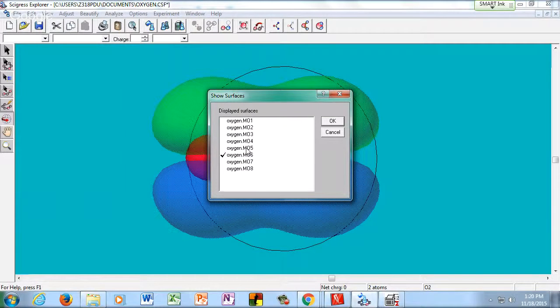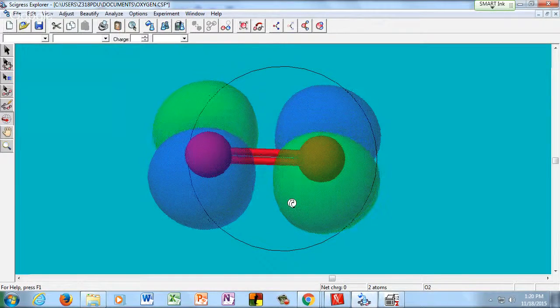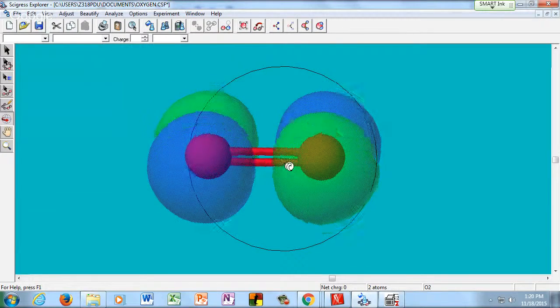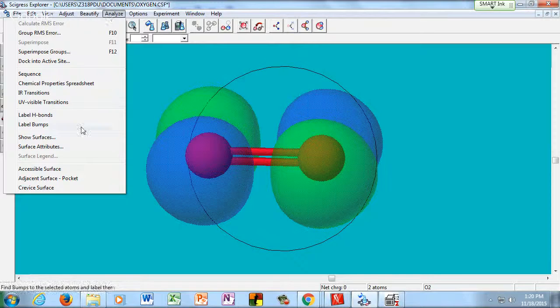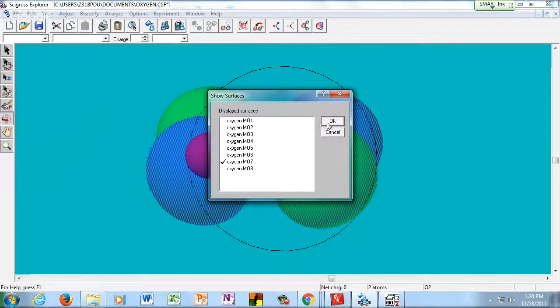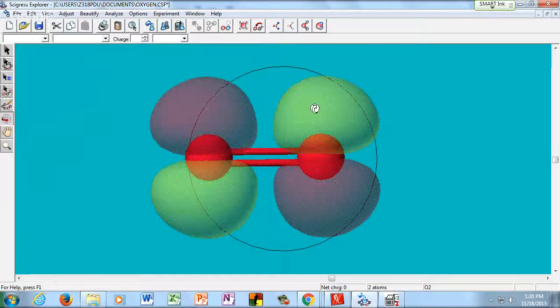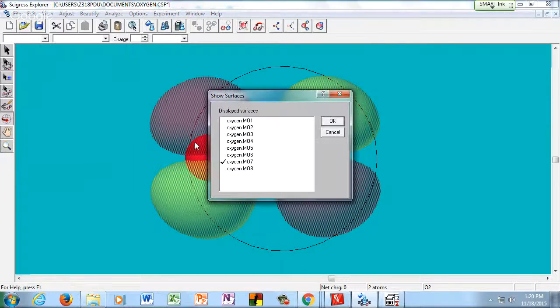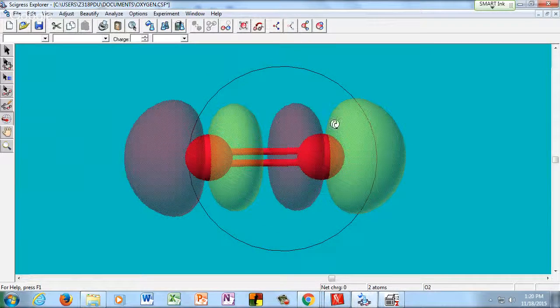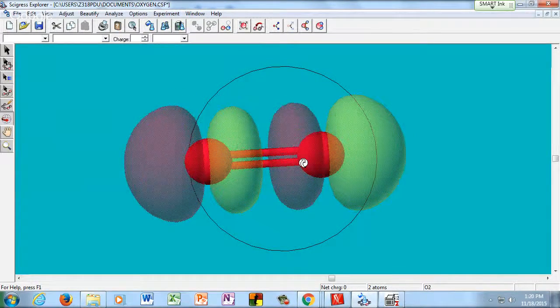The next one up then is our pi star, right? The non-mixing one, the antibonding one, and the other pi star. And then our highest one should be that sigma star. And there's that sigma star. So you can see the orientation of the p orbitals along that axis. There's a bunch of lumps because they're out of phase, so there isn't any mixing. And that gives it that antibonding character.